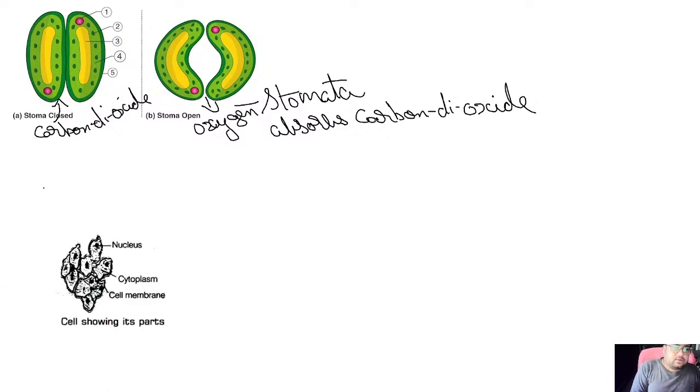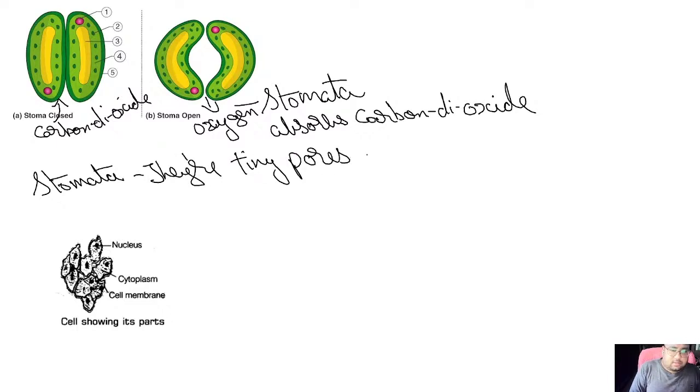So stomata are tiny pores present on leaves. What makes the stomata close and open? There are small cells here, known as cells.